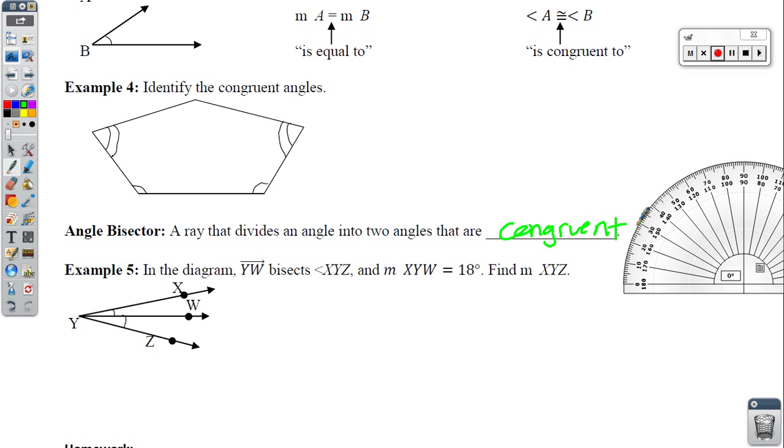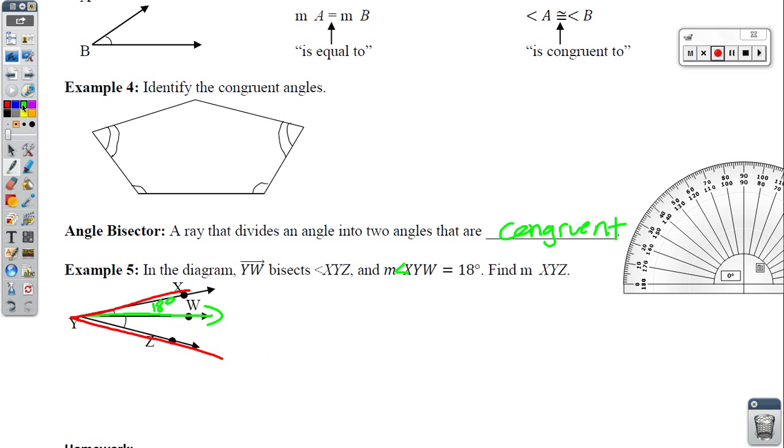All right, let's look at example 5. So we have ray YW, that's the one in the middle. So that one highlighted in green here, this is the bisector of the angle, which means it cuts the angle exactly in half. So if the measure of angle XYW, that's going to be the top one, is 18 degrees. It says find the measure of angle XYZ. Well, XYZ is the outside here in red.